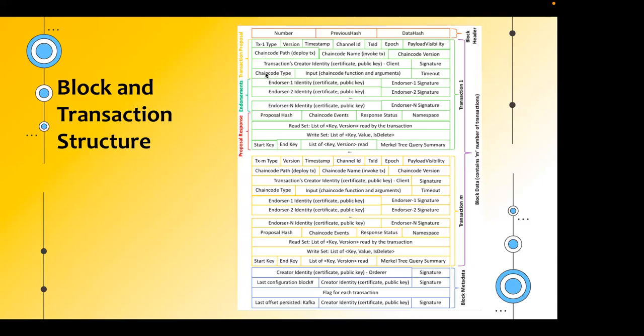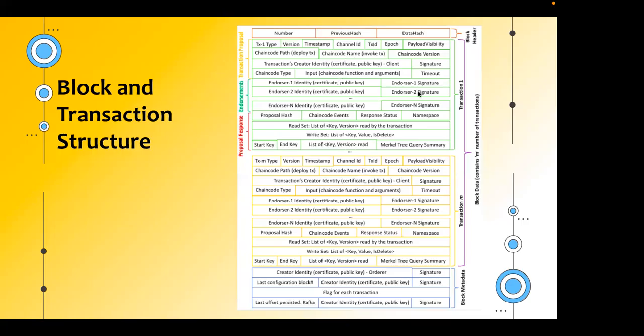Then chain code type. Then input, like what is your chain code function and the arguments which you want to pass. And at the last, you will find the timeout. So this proposal has a timeout, like after this time it will be invalid. Right, so this is the transaction proposal which will come at the time of endorsement from the client.